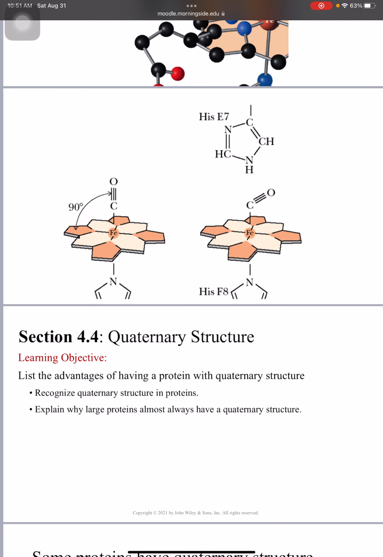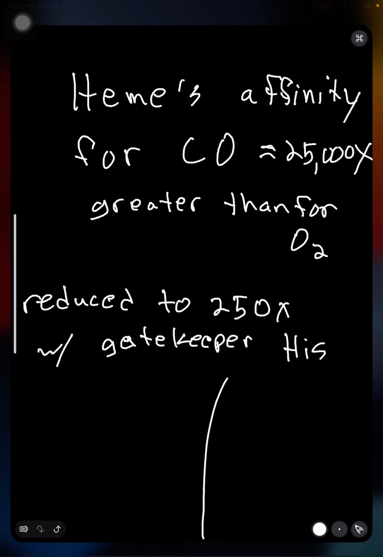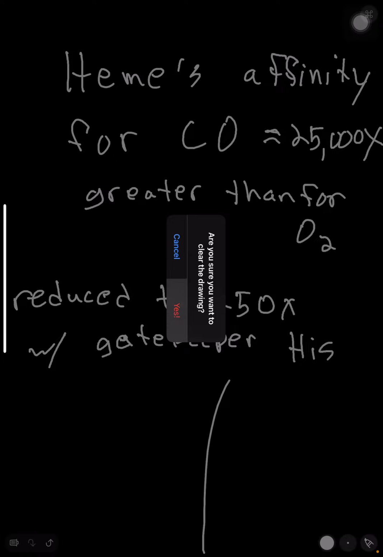All right. We've done primary, secondary, tertiary. Let's talk quaternary. Now, one thing to note right off the bat is not every protein has quaternary structure. Quaternary structure is the interaction between different polypeptide subunits within a protein. Some proteins are actually composed of multiple polypeptide chains.